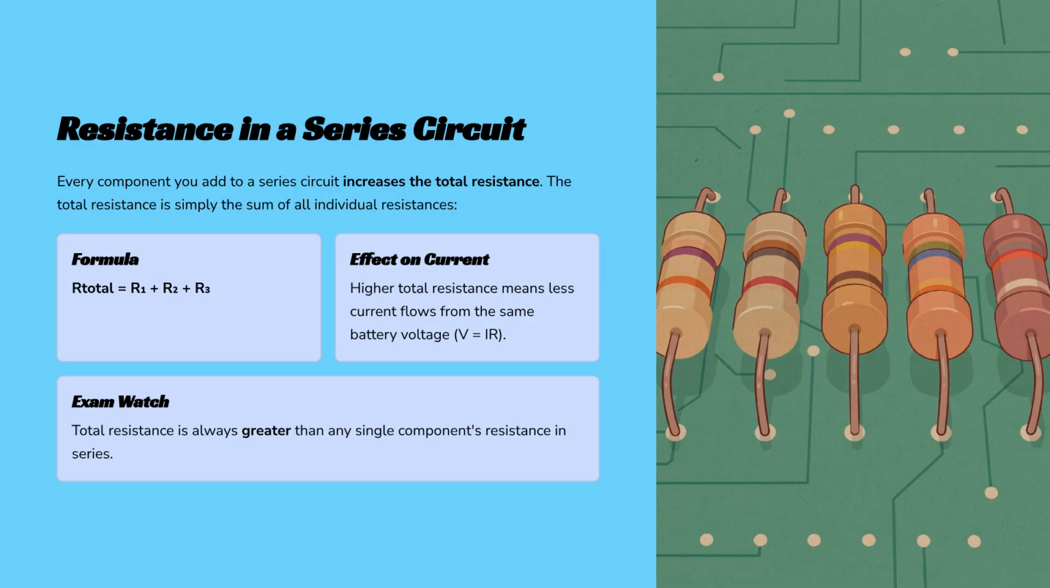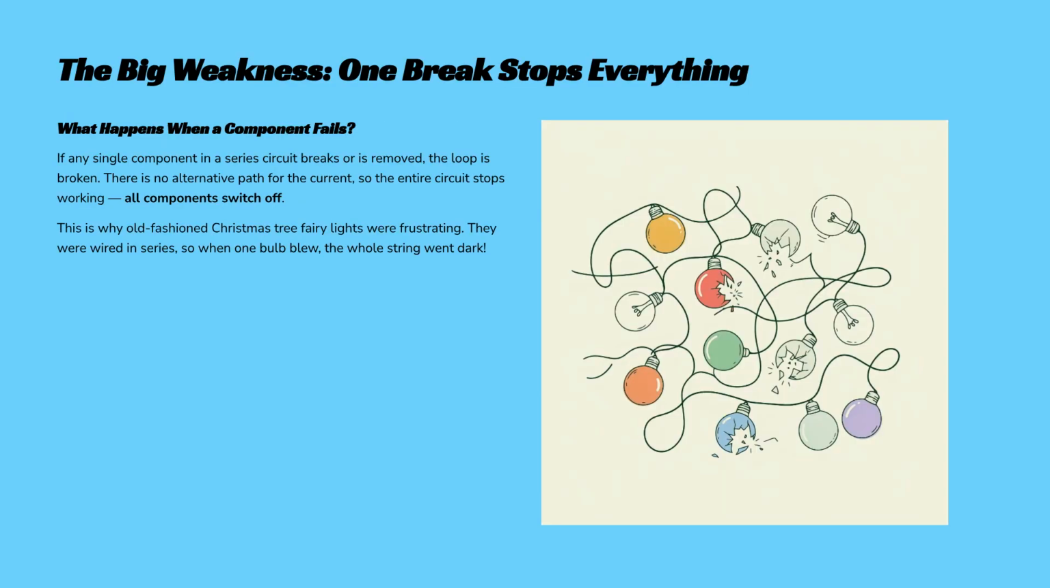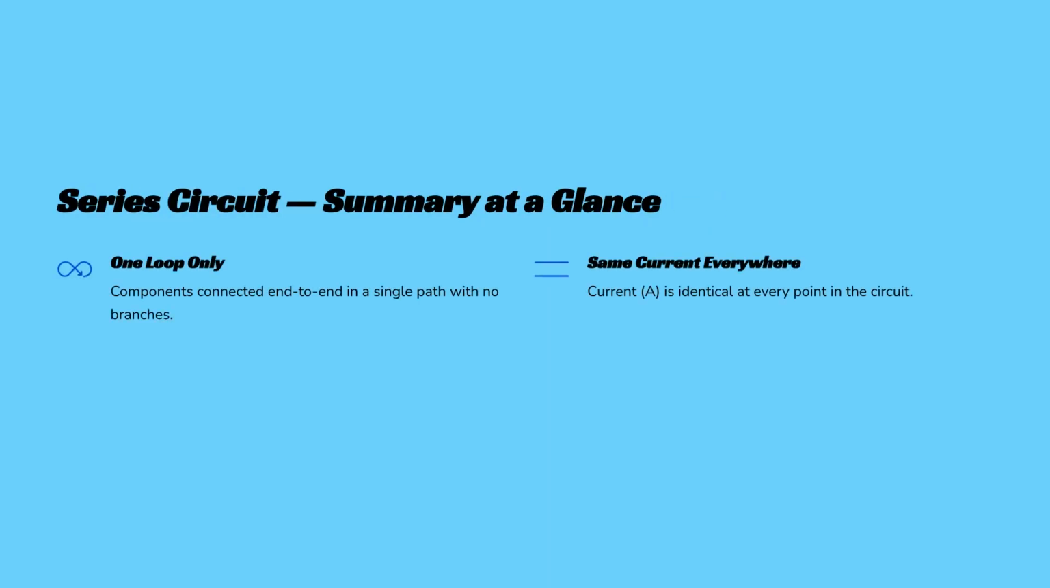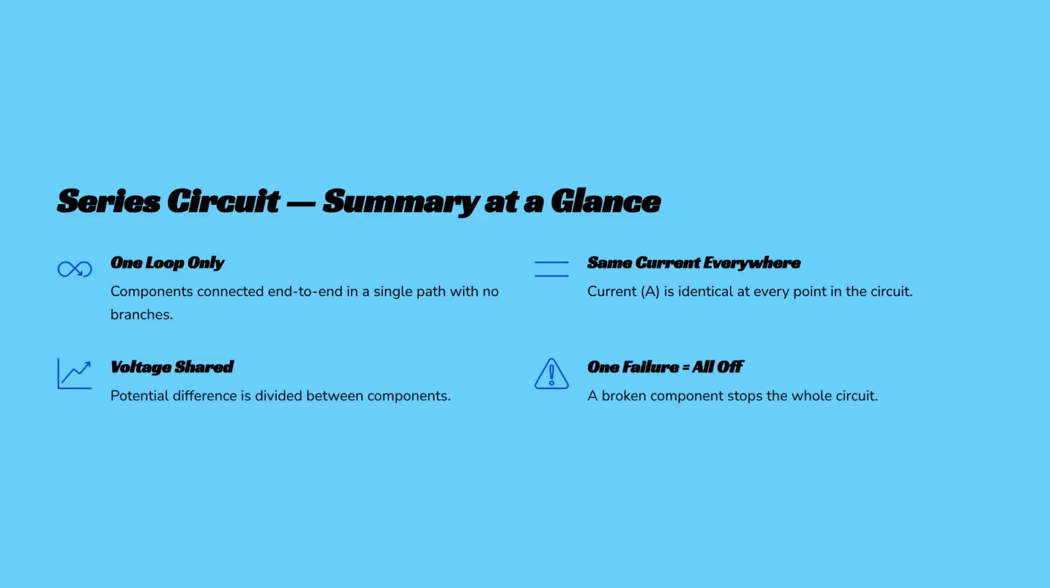Adding components in a series circuit increases the total resistance, as it is the sum of all individual resistances. Consequently, this leads to less total current flowing through the circuit. A major weakness of series circuits is that a single break stops everything. If one component fails, the entire loop is broken and all components switch off. To summarize series circuits, they have one loop, the current is the same everywhere, voltage is shared, and one failure shuts down the entire circuit.